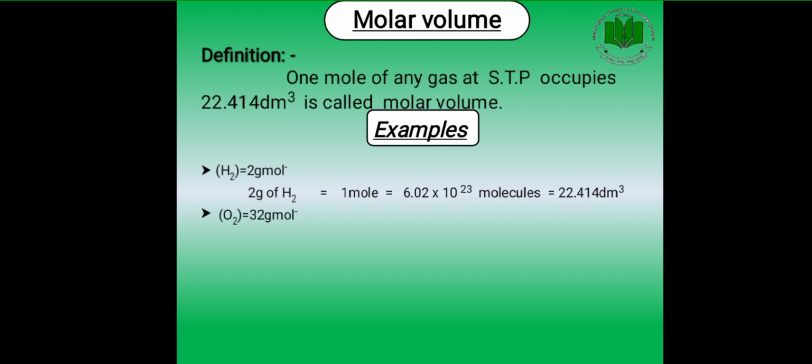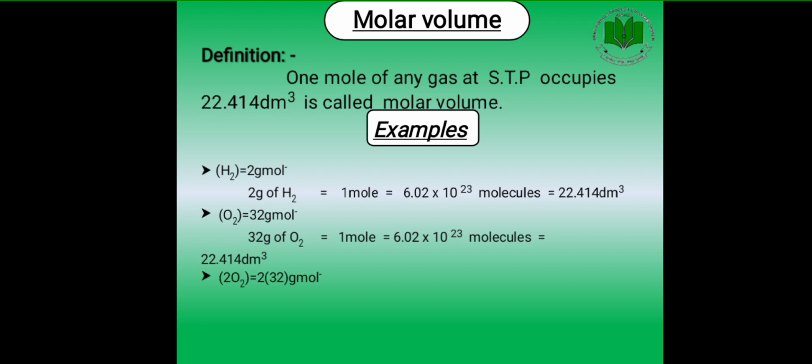Here the molar mass of oxygen is 32 grams per mole. If you represent it in terms of grams, then it will be equal to its 1 mole. Again, you will get 6.02 into 10 raised to power 23 molecules of oxygen gas, and these molecules will occupy 22.414 decimeter cube volume. So you have to remember over here that whatever gas you are talking about, if you have 1 mole of that gas at standard temperature and pressure, then it will always occupy 22.414 decimeter cube volume.